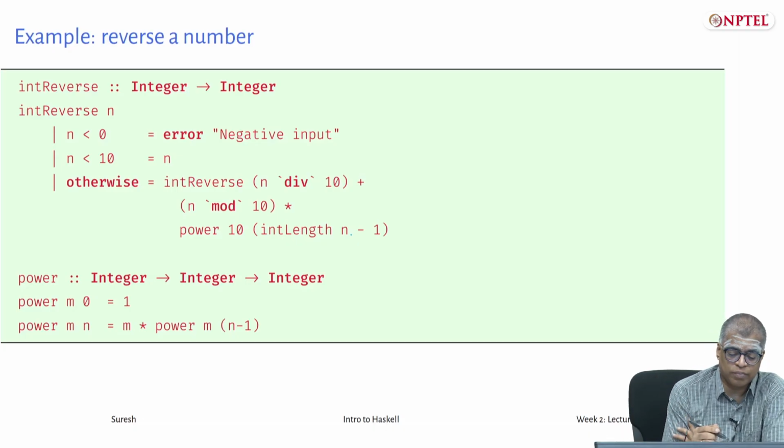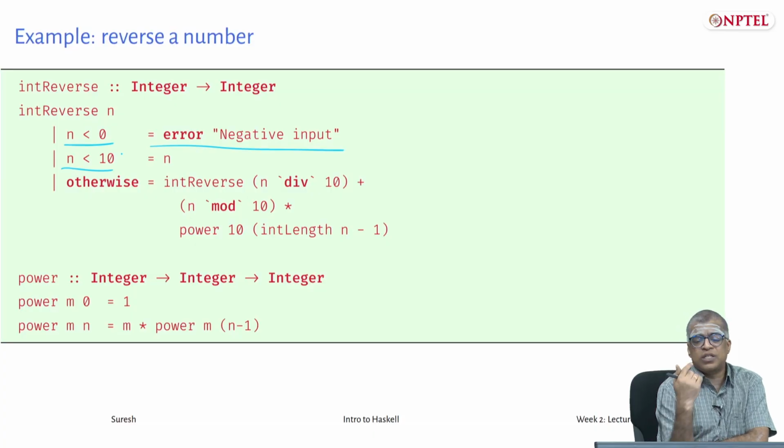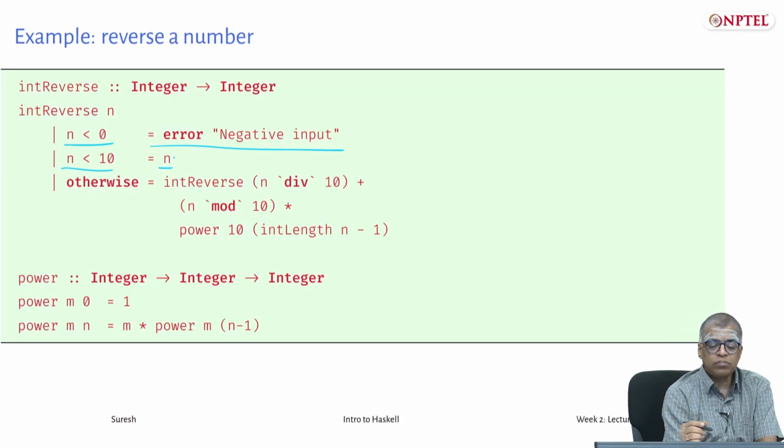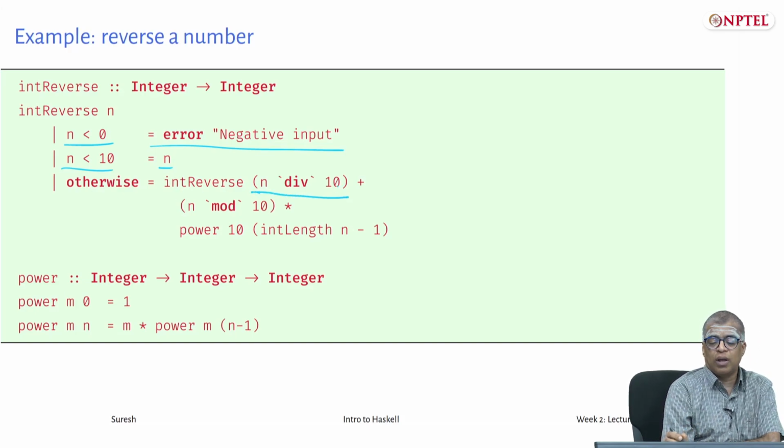So you do as usual. If n is less than 0, you want to output an error. If n is less than 10, then it's a single digit number. So n itself is the reverse of n. Otherwise, you do int reverse of n div 10. Yeah, this is the recursive call.